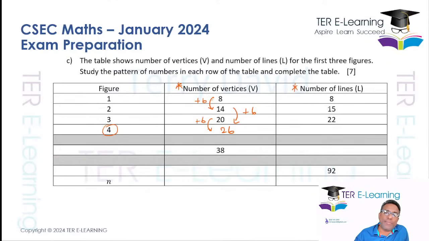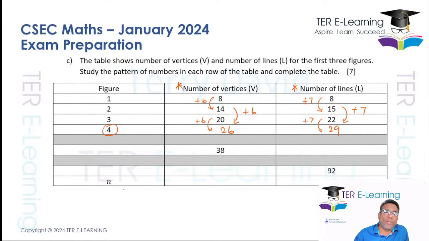Now, if we look at the number of lines, when I go from here to here, 8 to 15, I'm adding 7. And when I jump from here to here, I'm also adding 7. So in this case, if I want to get what comes next, I'm going to add 7 again. Therefore, this here is going to be 29. So just like that, I've worked out something here already.